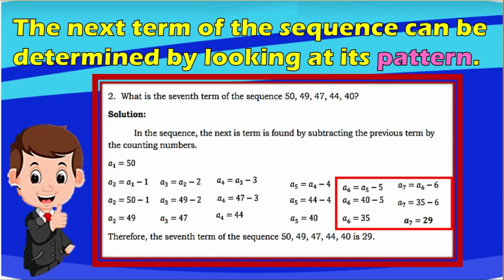So as you can see in its pattern, you can now get a sub 6 and even a sub 7, that is the seventh term. A sub 6 is equal to a sub 5 minus 5. So a sub 5 is 40 minus 5, that is equal to 35. That is our sixth term. But as far as the question of this item is concerned, we need the seventh term. So a sub 7 can be obtained by subtracting 6 from a sub 6. So a sub 6 is 35 minus 6 equals 29. So a sub 7 equals 29. Therefore, the seventh term of the sequence 50, 49, 47, 44, 40 is 29.